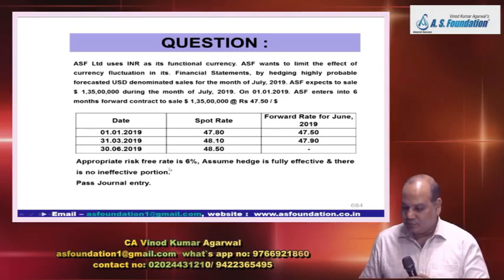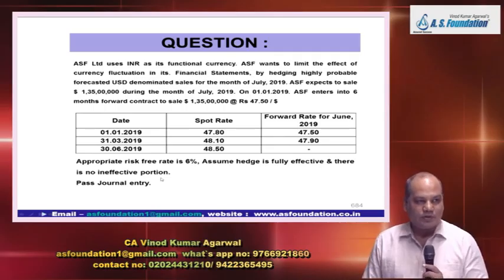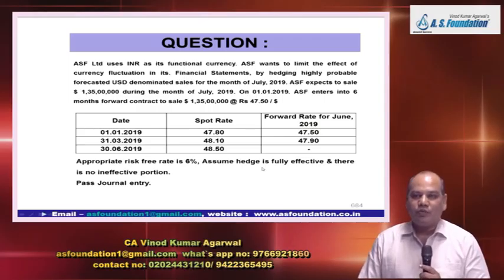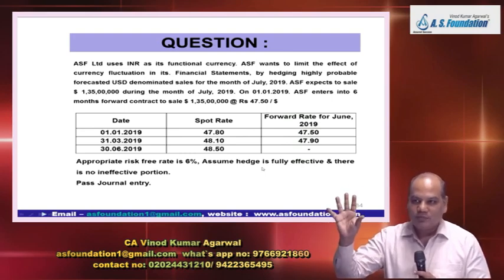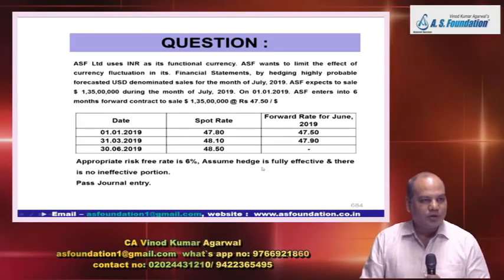Appropriate risk-free rate is 6%. This is for discounting purpose. And assume hedge is fully effective and there is no ineffective portion. Now this line will save a lot of efforts for us. If the problem says hedge is fully effective, I just need to calculate the change in fair value of forward contract only, and whatever is the change in the fair value of the forward contract, that is my amount to be transferred to OCI.